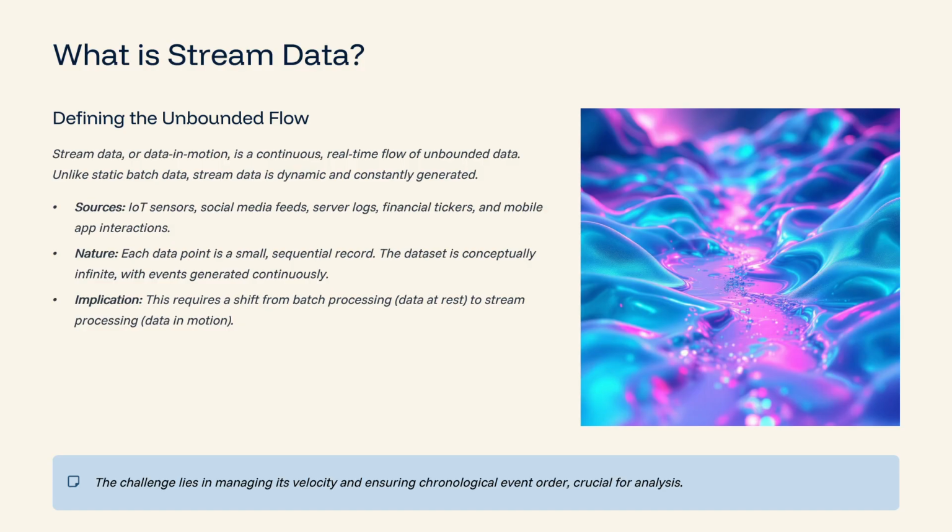So, what is stream data? Stream data is data in motion. It is a continuous real-time flow of unbounded data. Unlike static batch data, stream data is dynamic and constantly generated. It is characterized by its sources, nature, and implication. Let's understand this one by one.